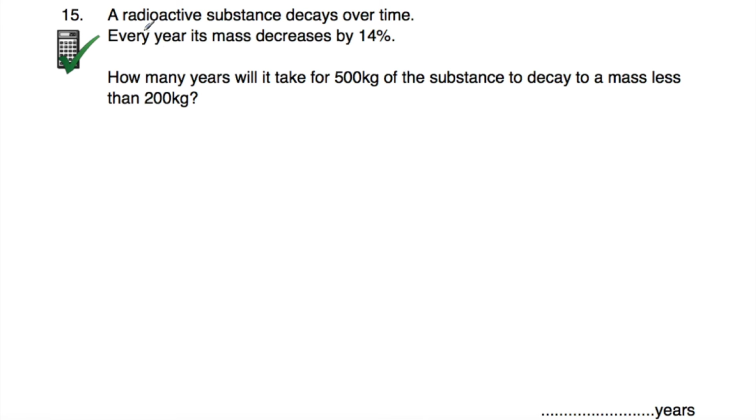So if we go back, we're told a radioactive substance decays over time, and each year the mass decreases by 14%. And the question says, how many years will it take for 500 kilograms of the substance to decay to a mass of less than 200 kilograms? Okay, so what we're going to do is we've got initial, which is 500. And then we're told it decreases by 14% each year. So if something decreases by 14%, we're left with 86%. So the multiplier would be 0.86. And then to the power of time.